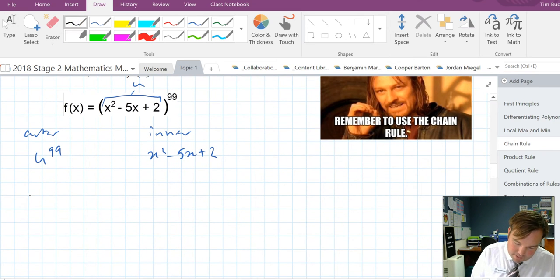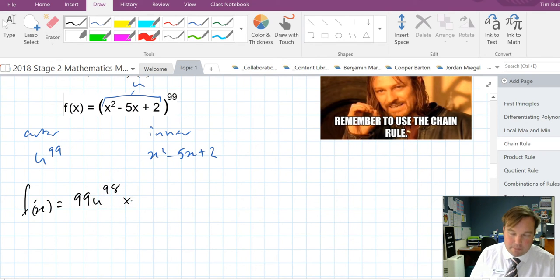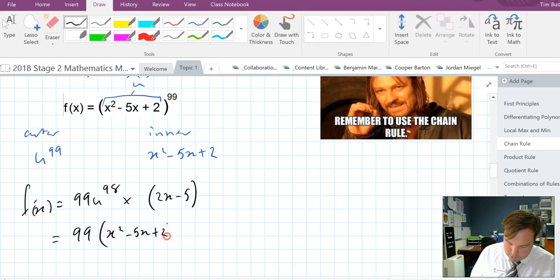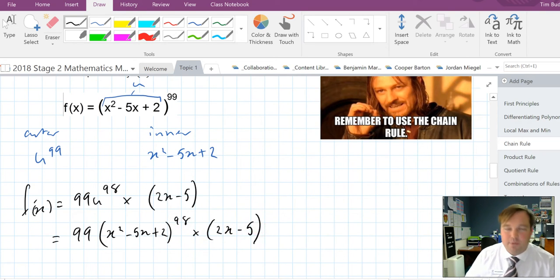Alright, so to find f dash of x, what we do is we do the derivative of the outer, which would be 99u to the 98, multiplied by the derivative of the inner. The derivative of the inner is going to be 2x take 5. And then right at the end, we remember to change the u back again. So here, our u is the inner function, so it becomes 99 x squared take 5x plus 2 to the 98 multiplied by 2x take 5. And you would not be expected to expand and simplify.